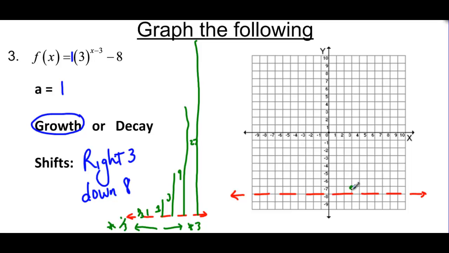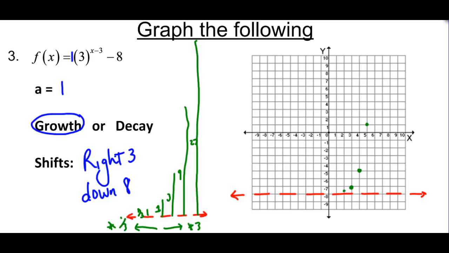Now from here, I'm going to do my points. I'm 1 above my dotted line, now I'm 3 above my dotted line, then I'm 9 above the dotted line, so here's 8, 9, then I would be 27, which is way off my graph. If I go to the left, I'm 1/3 above the dotted line, so about 1/3.